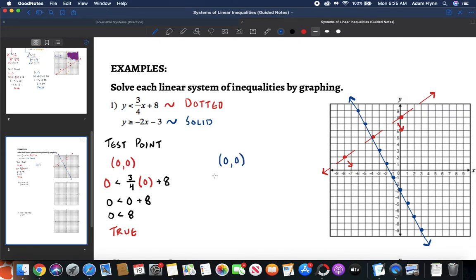So I have 0 is greater than or equal to -2, and instead of x, I'm plugging in 0, minus 3. If I do the math here, I have 0 is greater than or equal to -2 times 0 is 0, minus 3. I get 0 is greater than or equal to -3. And I know that this is true.